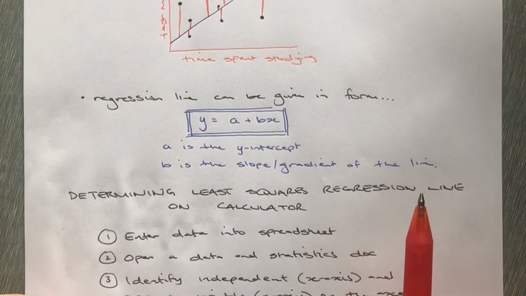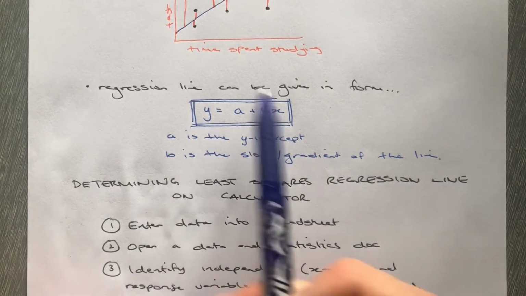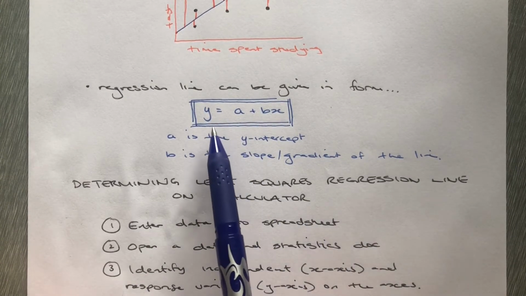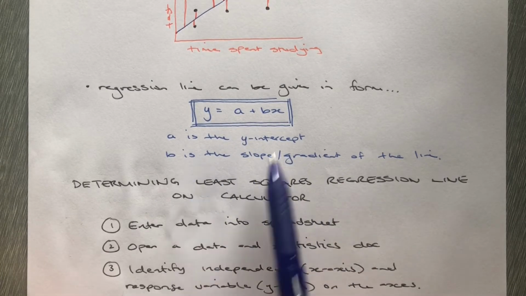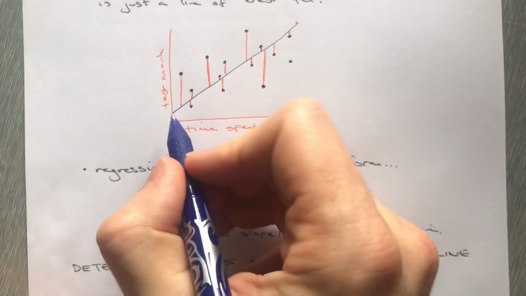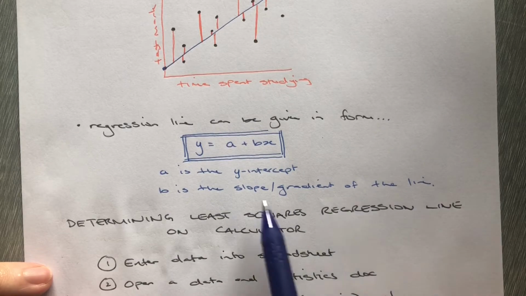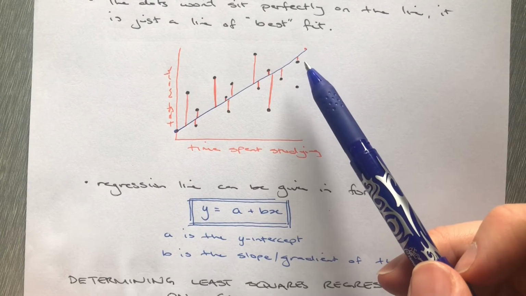So let's go down the page here. When we find the line out, and I'll show you how to do that in a sec, it's going to come in this form here. So hopefully you've seen something like this before. It's a linear equation. You might have seen it as y equals mx plus c. We've just changed the letters to a and b. But as we can see here, a means the y-intercept of the line. So if we look at this one, the y-intercept is here. And b, which we can see here, is the slope or the gradient of that line. So we can see this one sloping upwards, so it's going to have a positive b value.